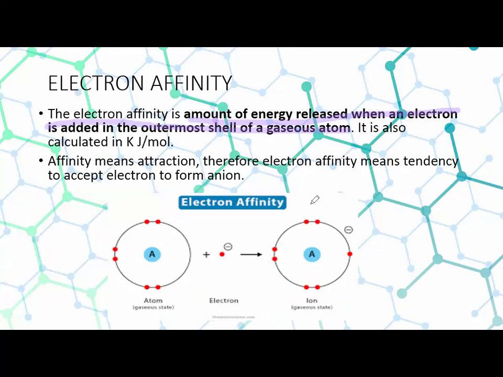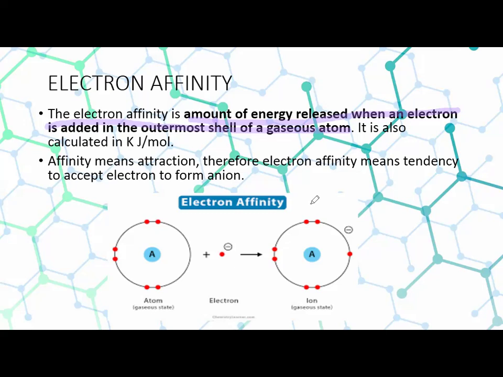That was removal in ionization energy. But in electron affinity, we are adding the electron in the outermost shell of the gaseous atom. You also know that when some bond is formed between any compound, energy is released. It's an exothermic reaction. So when an electron is added in the outermost shell of the gaseous atom, the amount of energy released at that moment is known as electron affinity. It is measured in kilojoules per mole, and ionization energy is also measured in kilojoules per mole.